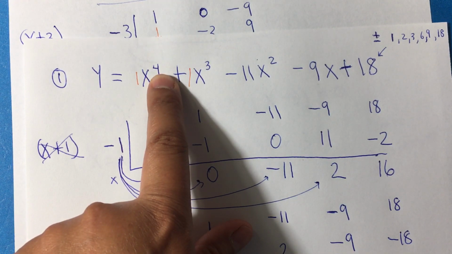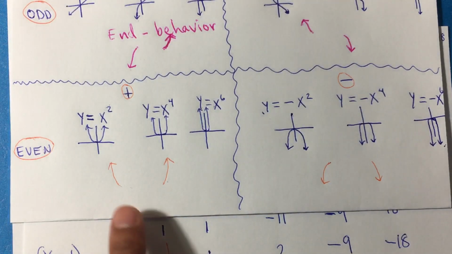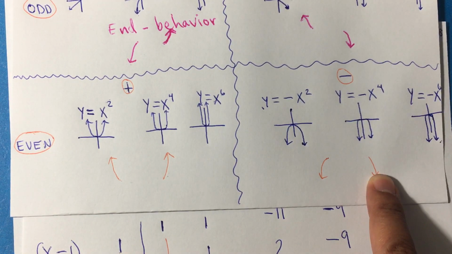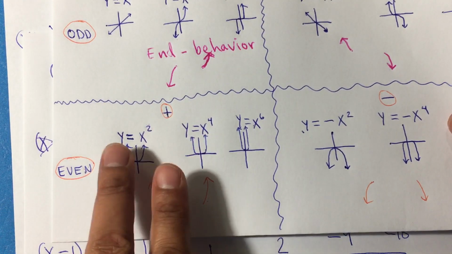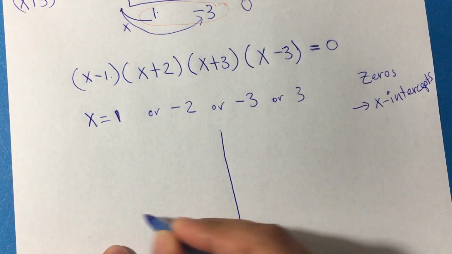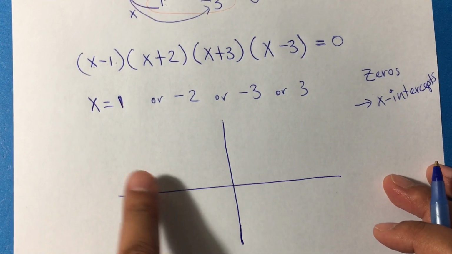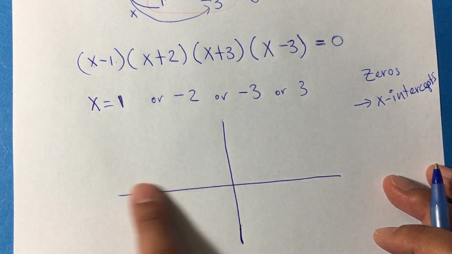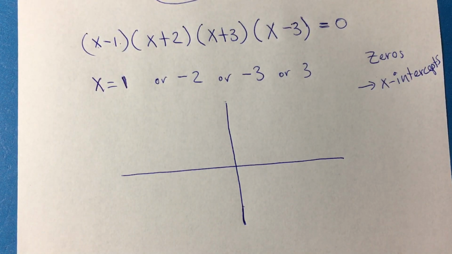In this case, 4 is even. That means that both hands will be facing the same way. Okay, it's even, so both end behaviors will be pointing in the same direction. And if it's positive, that means that it's going to be pointing up. So let's graph in here. It's not going to be perfect, and we don't care about the middle or how it looks for the other values. What we care about is the end behavior and where the graph crosses the x-axis. Where are our x-intercepts? It's going to be shooting up.